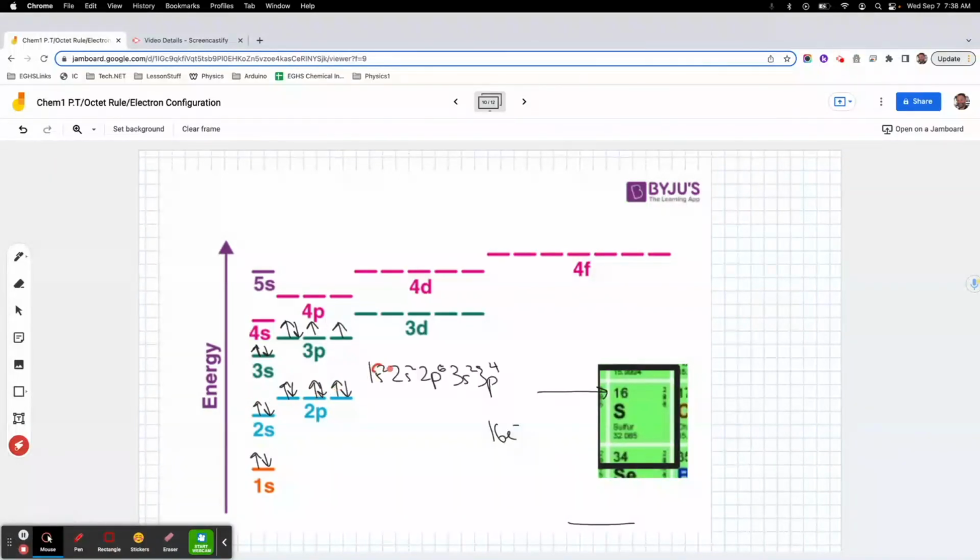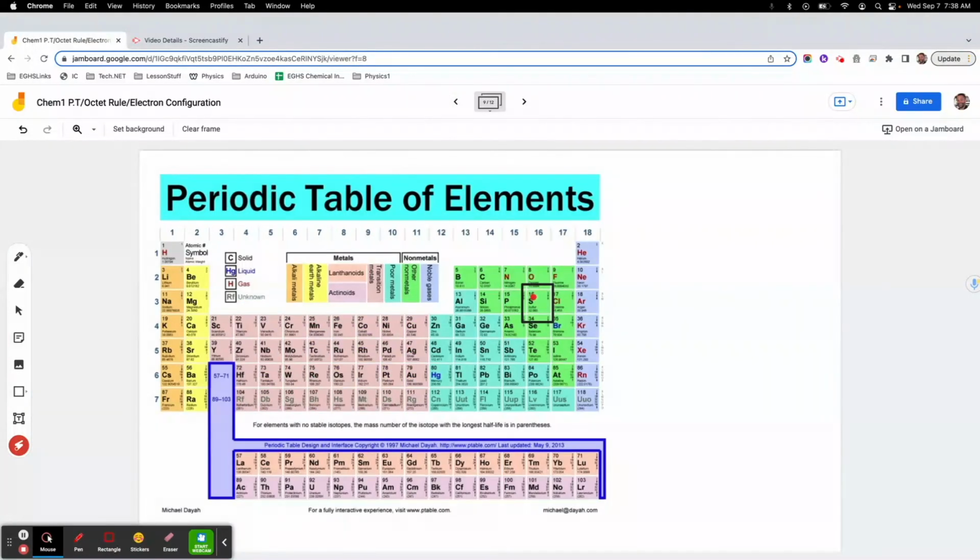If you add up all these numbers, 2 plus 2 plus 6 plus 2 plus 4, that's going to equal 16. You can check your work. I don't want to write all that. I can look back at my periodic table and notice that sulfur's right here. The closest noble gas is neon. So I could do neon and delete the rest of that. I'll explain that in a second.